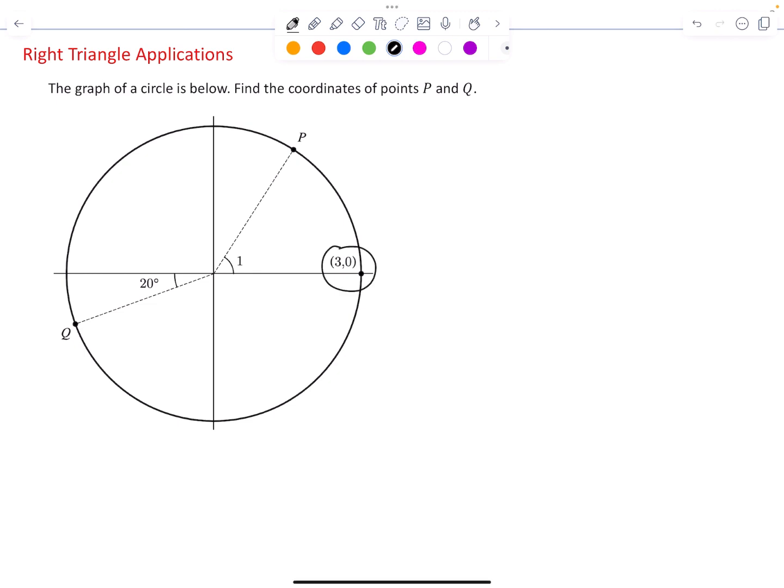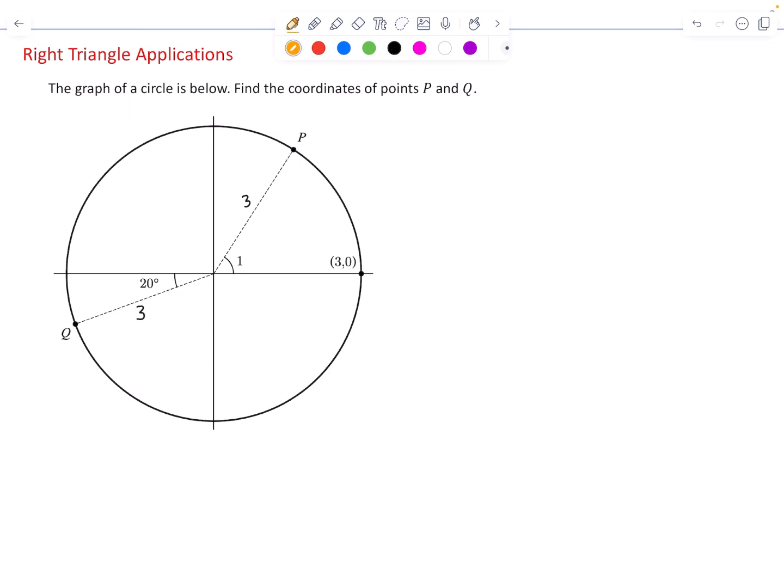Notice the point on the far right of the circle is the point (3, 0). Well, that's 3 units from the origin, which is the center of the circle. Therefore, the radius of the circle is 3. That tells me the length of each of these dotted lines in the picture is 3 units. And that could be feet, inches, meters, unspecified.